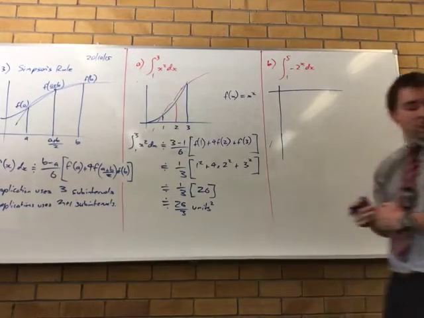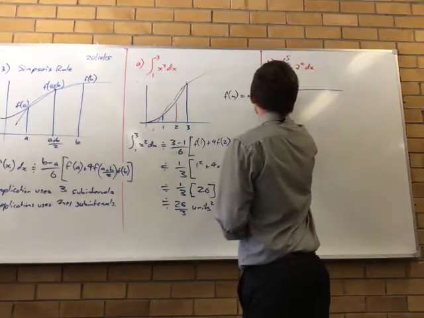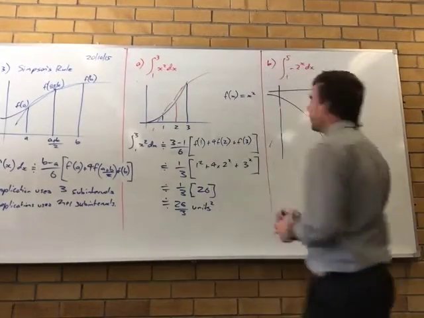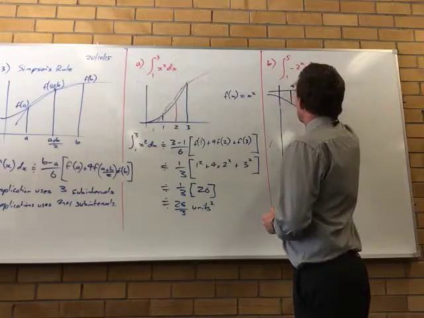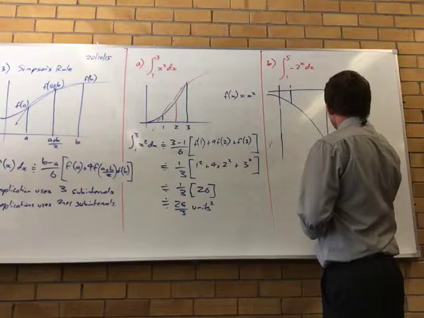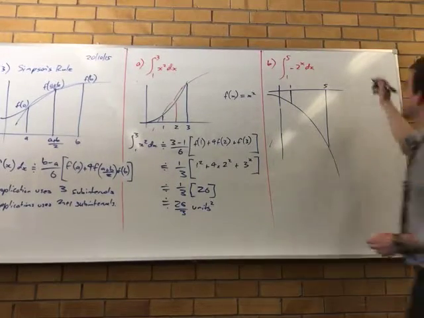Okay, so this graph's going to be below the x-axis. Alright, and we're going to have sort of like a hyperbola, not quite, from 1 to 5, using two applications.